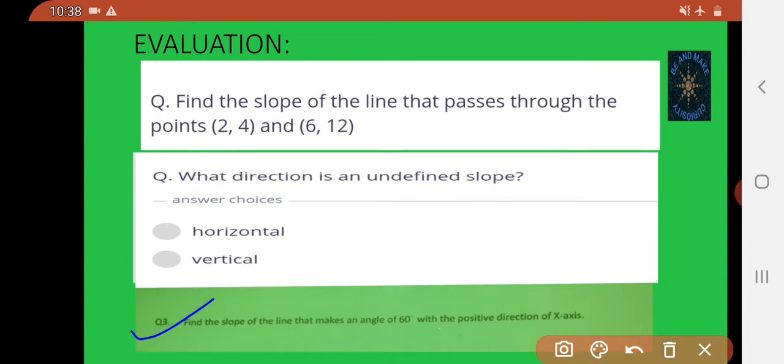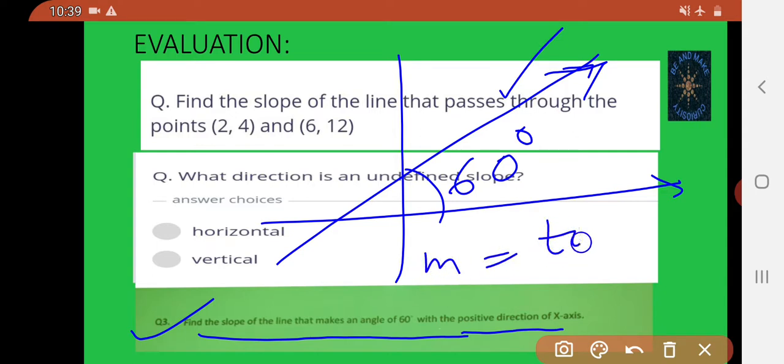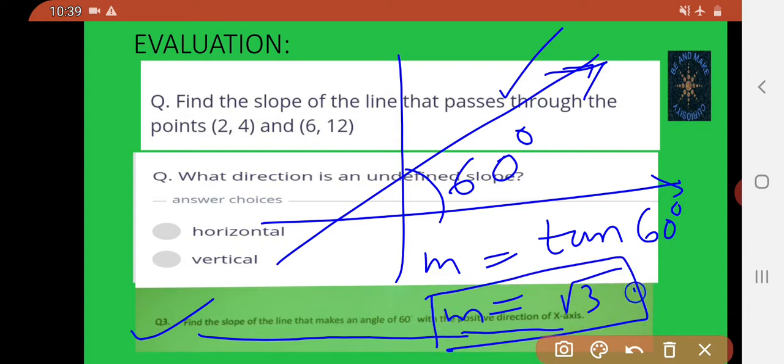Third, find the slope of the line that makes an angle of 60 degree with the positive direction of x-axis. Theta is 60 degree. You know slope m is equal to tan theta, so tan 60 degree is equal to root 3. It is positive because the angle of inclination is an acute angle. Understood?